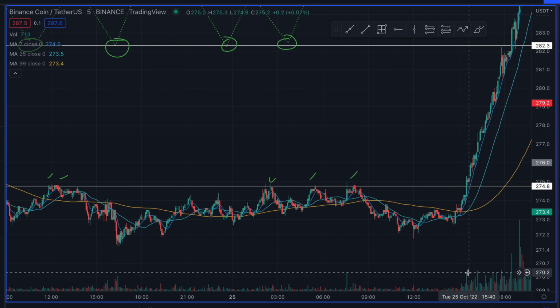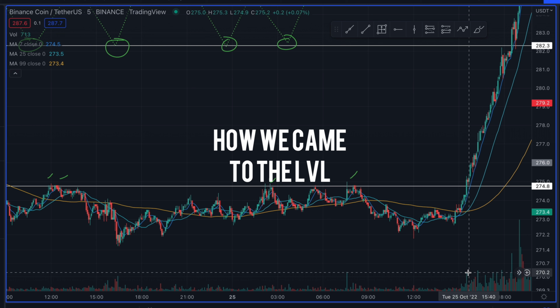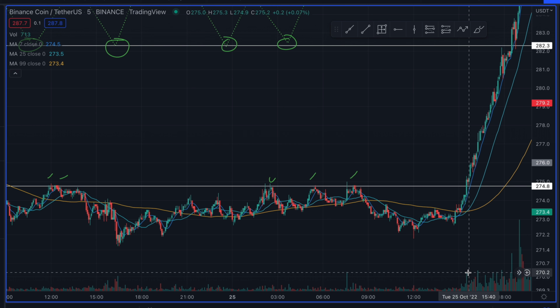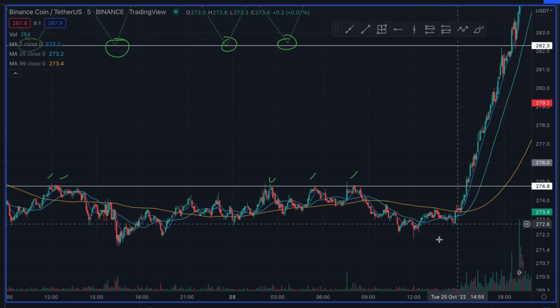And also pay attention to how the price came to the level. Was it too rapid or was it too slow? I think in this case it was just middle. Think about it and always do your backtests.